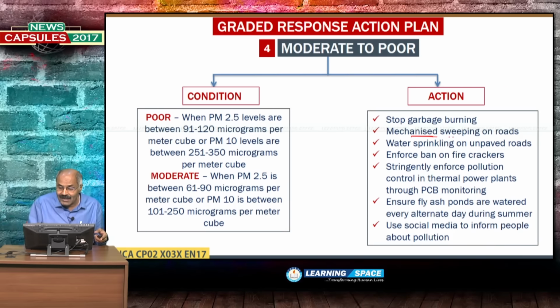Then mechanized sweeping on roads is to be done. Roads are to be swept in a mechanized way. Then water sprinkling on unpaved roads, and a ban on firecrackers. Like that, these things are to be introduced. And let us look at the next step.